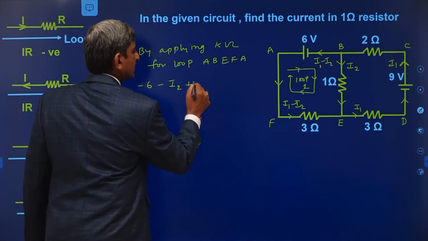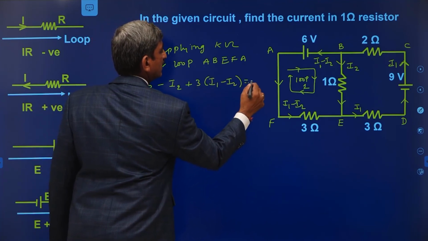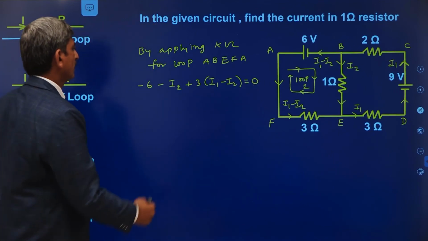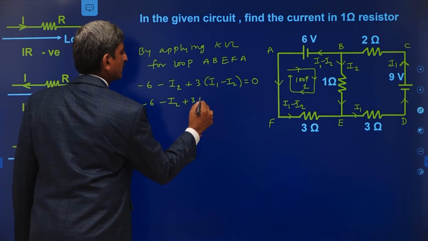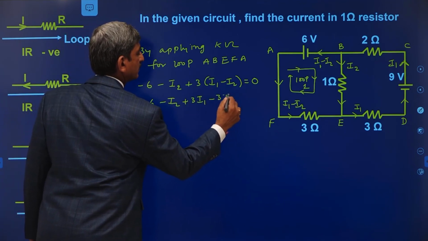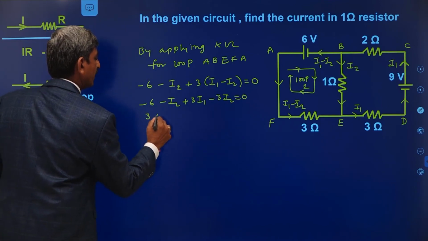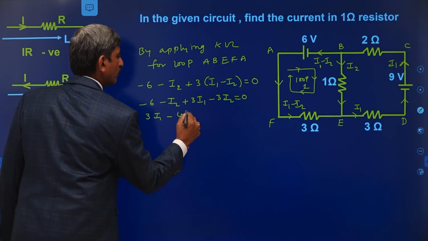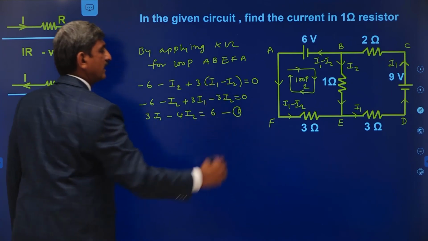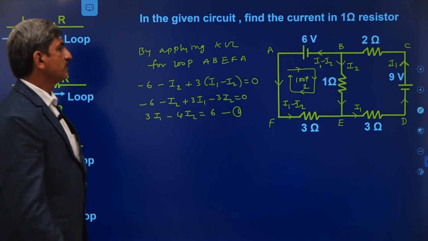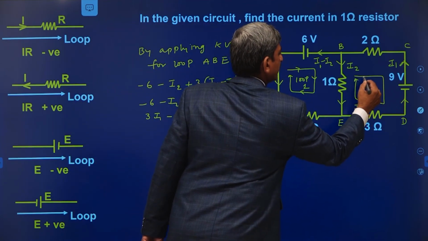From that we can write 3 of I1 minus I2 is equal to 0. So we can write it as minus 6 minus I2 plus 3I1 minus 3I2 is equal to 0. From this we can write 3I1 minus 4I2 is equal to 6. Let it be equation number 1. Similarly, write down the another equation for the loop BCEB.